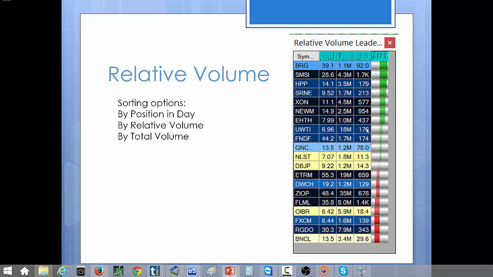So a good way to sort these would either be by position in the daily range or by 5-minute volume surge. Does that make sense?